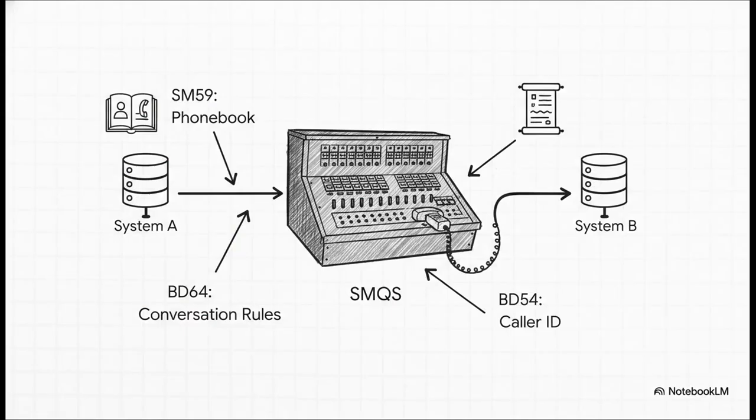So you have all these different systems, right? How do they actually talk to each other? Well, it's basically like an old school phone system. SM59 is the phone book. It has all the addresses or RFC destinations. BD54 is the caller ID, what we call the logical system, so the system on the other end knows who's calling. BD64 is like the script, the rules of the conversation. That's your distribution model. And then you have SMQS, who's the busy switchboard operator, managing the queue and making sure all the calls get connected in the right order.